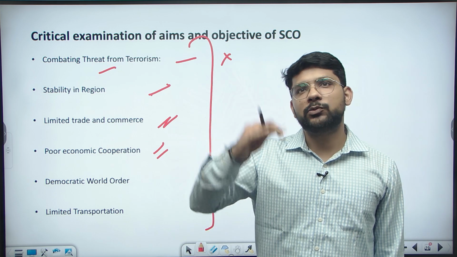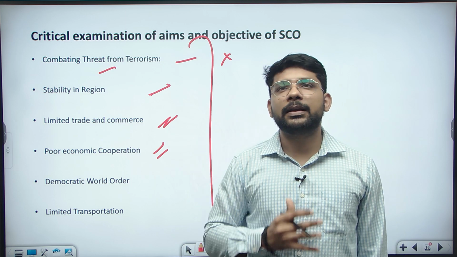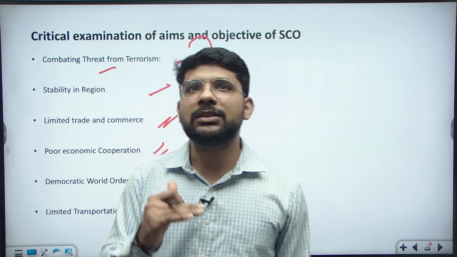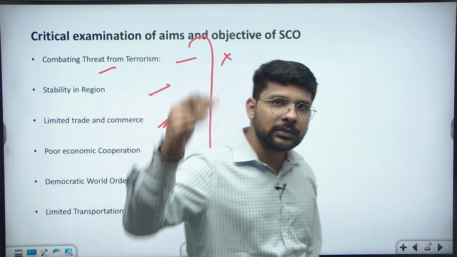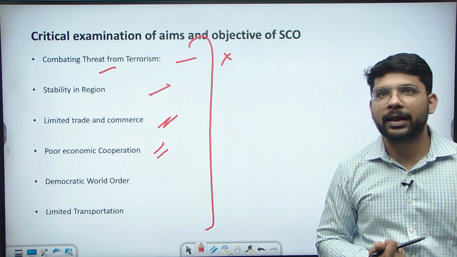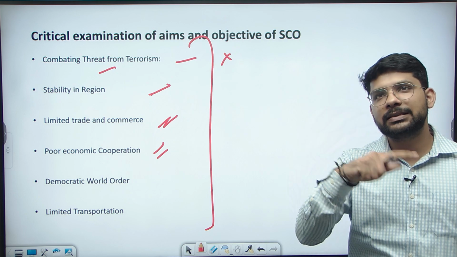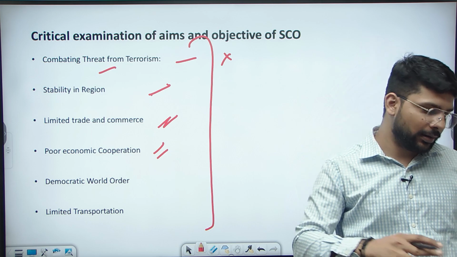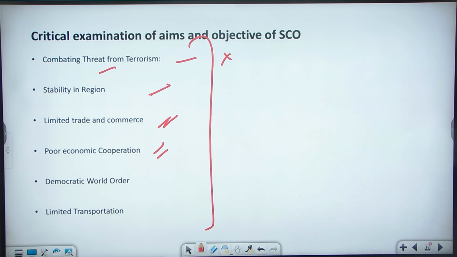And there is limited transportation and connectivity between these countries. So all these points are targeting the aims and objectives of the SCO. On the one side, they are focusing on trade, transportation, and terrorism, but on the other side, they are not combating the threat of terrorism because they are legitimizing the Taliban government in Afghanistan.